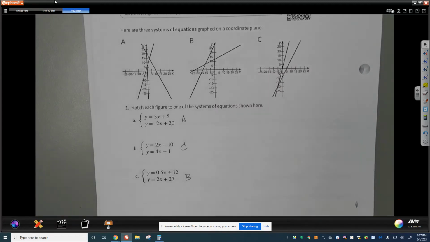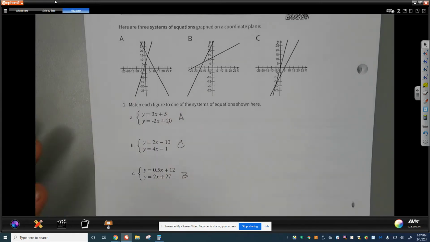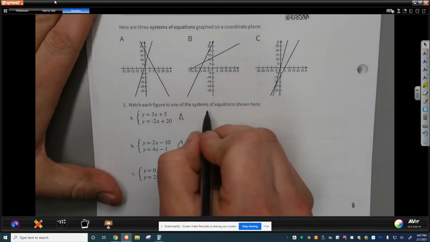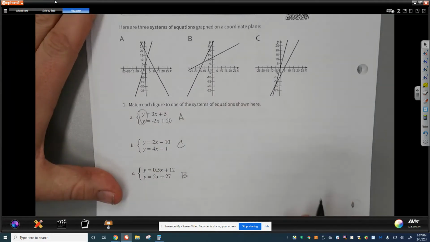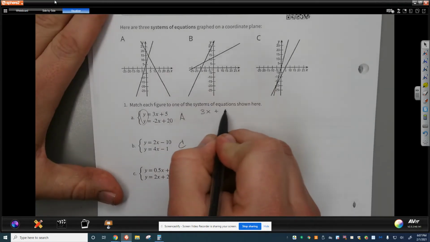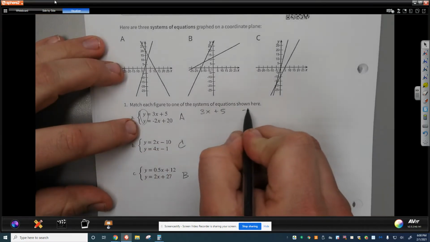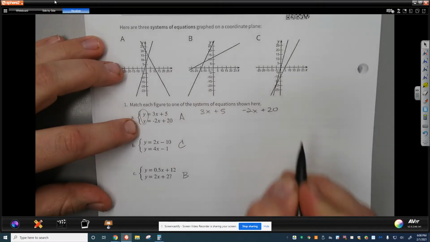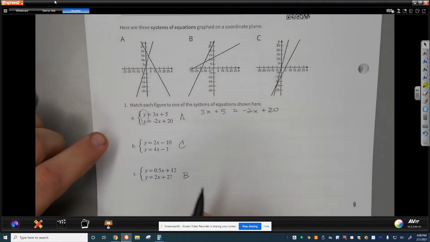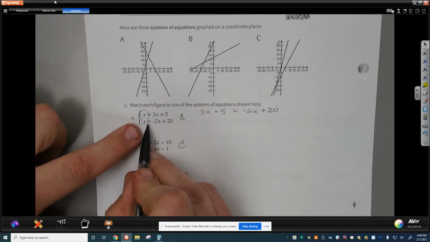Sometimes graphing or matching these systems of equations to the graph is a super simple process, such as understanding the slope and the y-intercept. In this case, I just did the y-intercepts to be able to match up the graphs to the systems that are given. What I can also do, though, is I can say, since both of these are equal to y, that the expression 3 times x plus 5 and the expression negative 2 times x plus 20 must be equal to each other because they both have the exact same outcome.